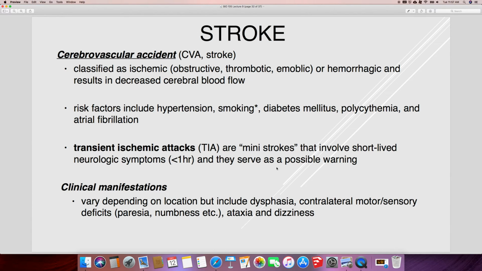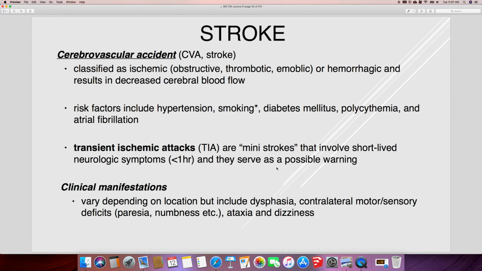Alright, then we talked about CVAs, cerebrovascular accidents, also known as strokes. There are different ways to classify these. They can be ischemic or hemorrhagic; obstructive, thrombotic, and embolic are ischemic types. Don't worry too much about that. Just realize that no matter what the cause is, there is decreased blood flow to the cerebrum, to the brain. Risk factors, a couple of big ones: hypertension and smoking, but also diabetes mellitus, polycythemia, which is an increased number of red blood cells, as well as AFib.